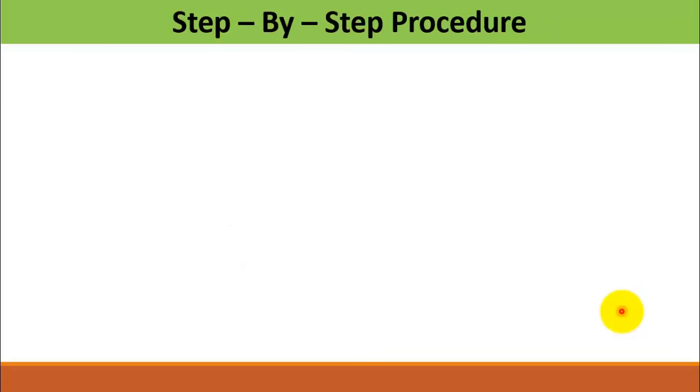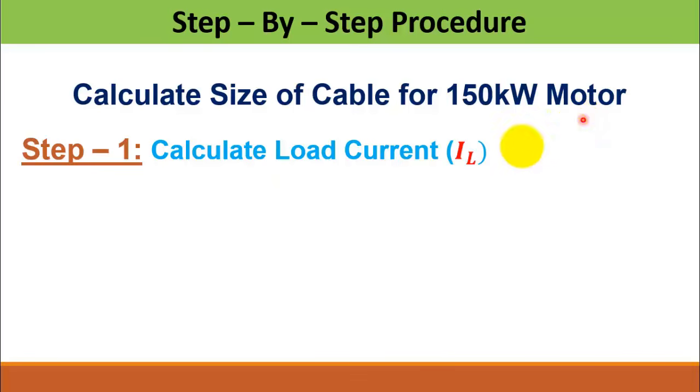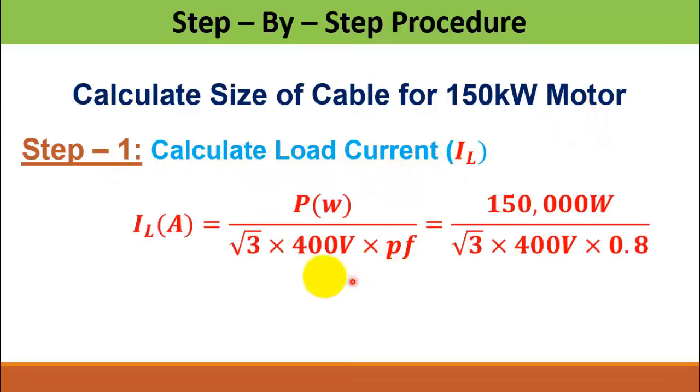Let's solve one simple example by considering all factors to size the cable. Kindly follow each step. Let's say our load is a 150 kilowatt motor. The very first step is to calculate full load current. We will use the three-phase power formula. Let's take voltage equal to 400 volts and power factor 0.8. Putting all values, the full load current comes out to be 270 amperes.